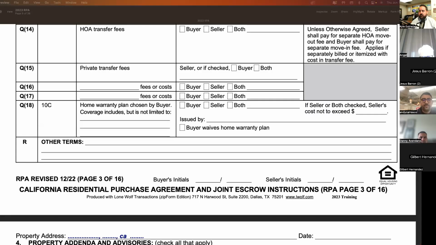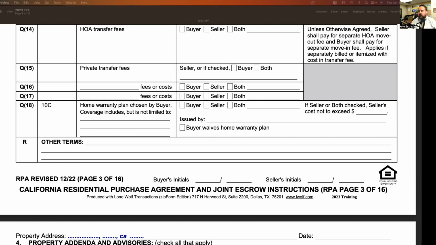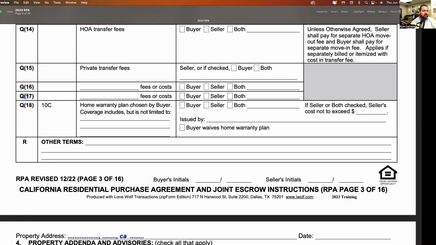Okay, so you guys should be looking at page 3 of 16 of the RPA, and where it says there, paragraph 3R, other terms. All right, we talked about it a little bit. Someone, I think last week, asked about how can I put the transaction coordinator fee in other terms, and I said no, it's dependent on what is in here in Q16 and 17. So we talked about that, right?